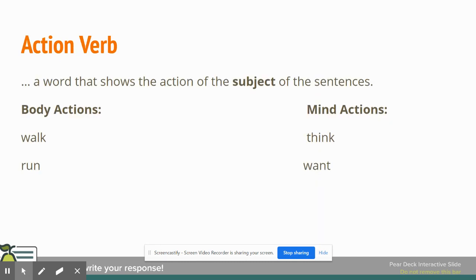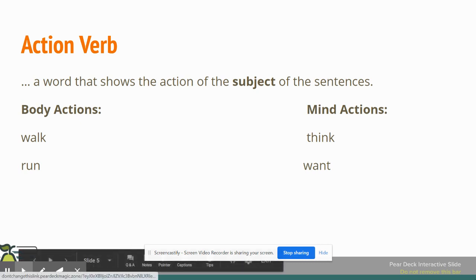And then here we have action verb. So an action verb is a word that shows the action of the subject of the sentence. So if I said Miss Hester walked, the subject would be Miss Hester and the action verb would be walked. So on this slide, I want you to add a few different body actions and mind actions.